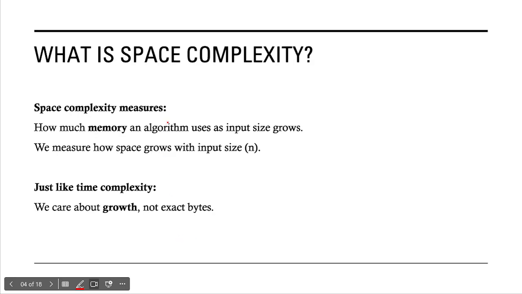Now, what is space complexity? Space complexity means how much memory an algorithm uses as input size increases. Just like time complexity, we do not measure the exact bytes, meaning MB or GB. We ask, if the input becomes double, does memory also double? Does it stay constant? Does it grow faster? And that growth is the space complexity.